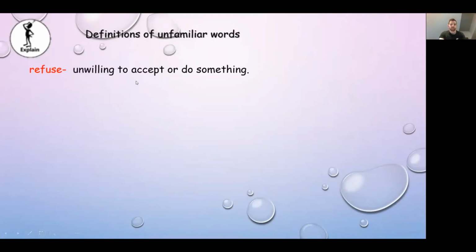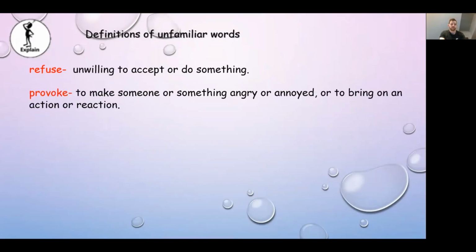So here are some definitions of the words I highlighted. Refuse is when you're unwilling to accept or do something, and I'm sure you guys never do that. Year 3 are very lovely, so I'm sure refuse isn't something that you will do. When you refuse to do something, you say you're not going to do it, you're determined not to do it. Provoke is when you make something or someone angry or annoyed to bring on an action or a reaction.